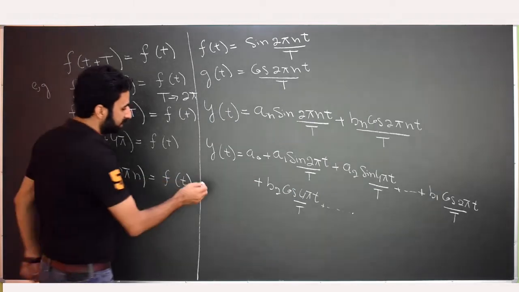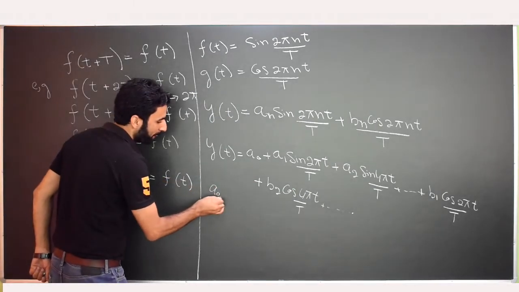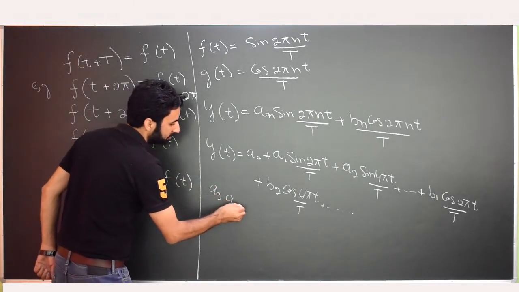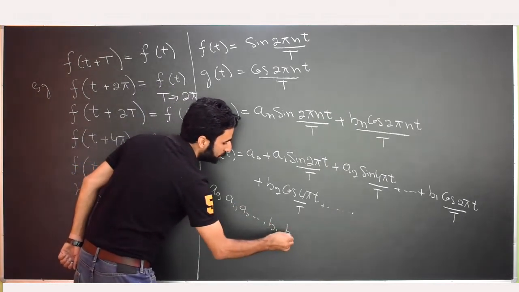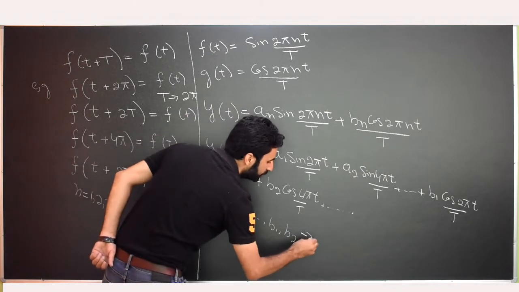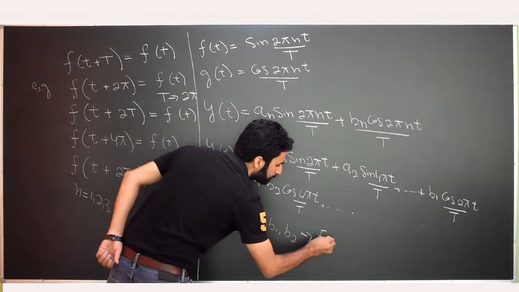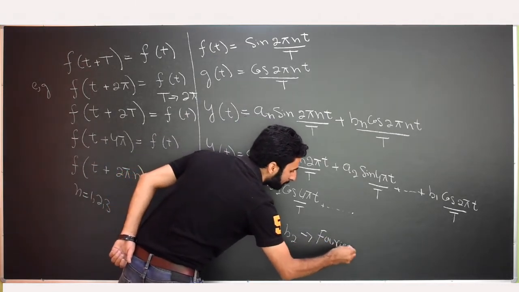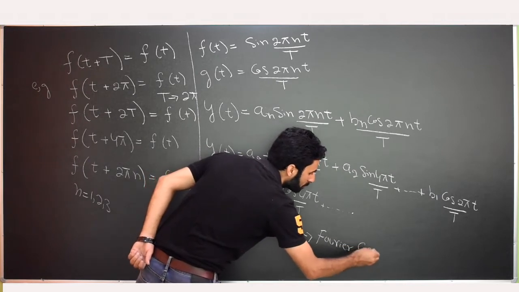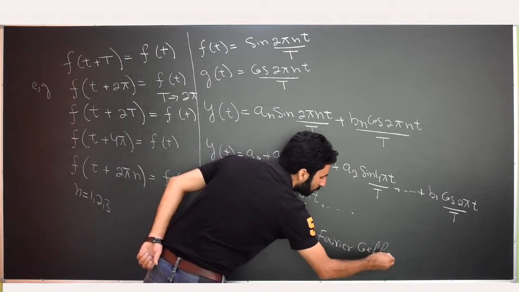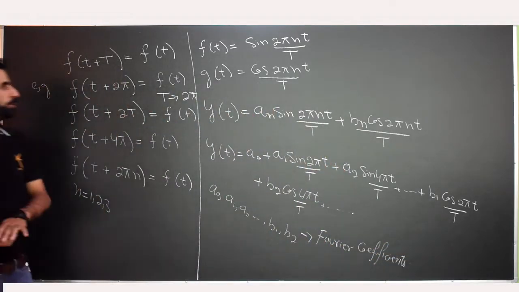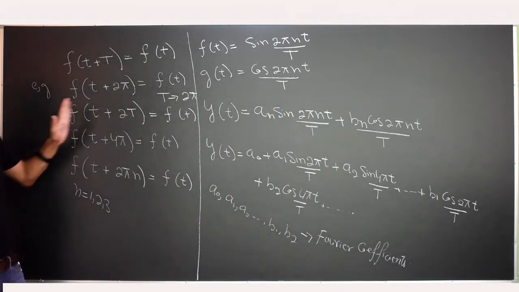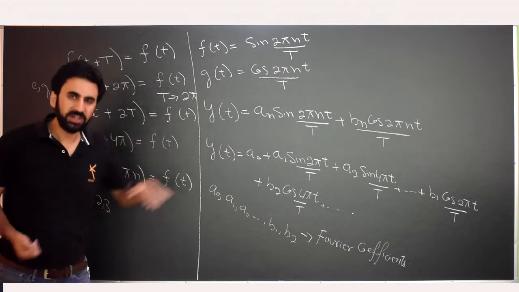While these coefficients a0, a1, a2, b1, b2, they are known as Fourier coefficients. So this is how we mathematically try to analyze a periodic function.